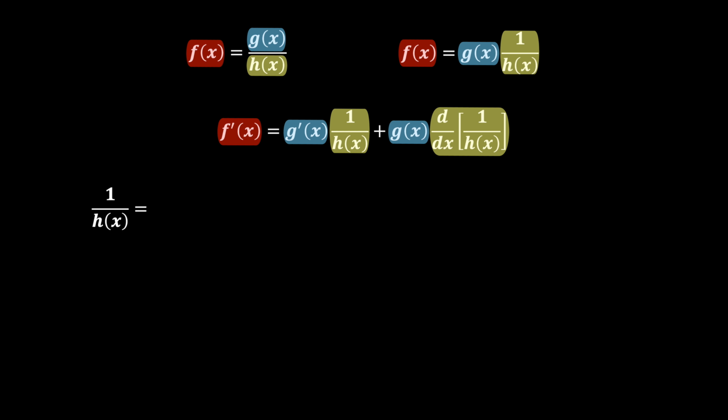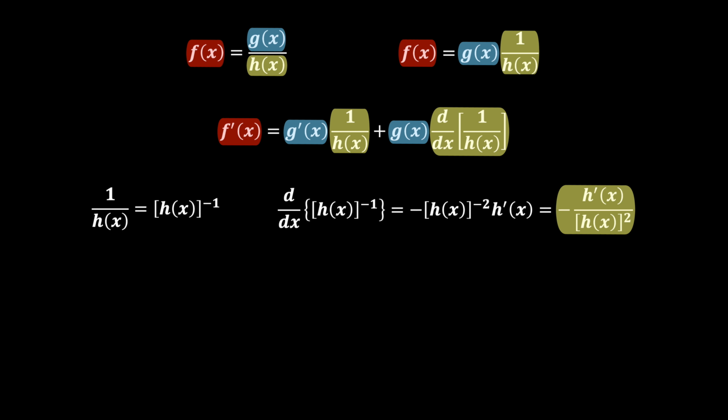Doing the latter might seem tedious at first glance, but we can interpret the reciprocal of h of x as h of x to the power of minus 1. And that is where the chain rule enters the chat, as it indicates that the derivative of the reciprocal of h of x is equal to minus h of x to the power of minus 2 times the derivative of h of x, which is also equal to minus h prime of x divided by the square of h of x.